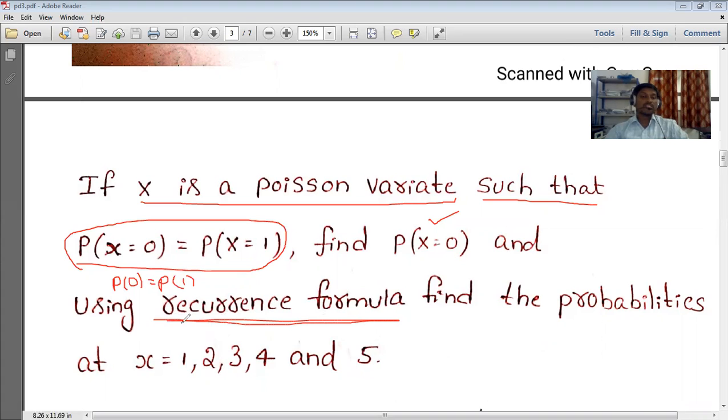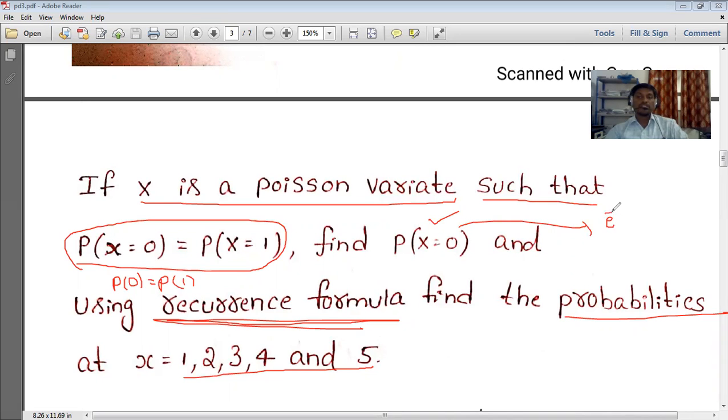So here it is, first we need to calculate P of 0 by using the Poisson variable formula. After that, we have to use the recurrence formula, find the probabilities at x is equal 1, 2, 3, 4 and 5. So x is a Poisson variate such that P of 0 is equal to P of 1. Find P of x is equal to 0. How to find this one?